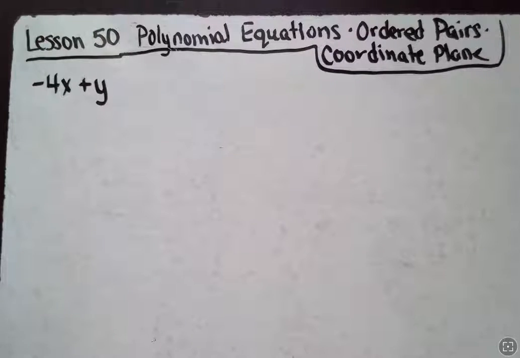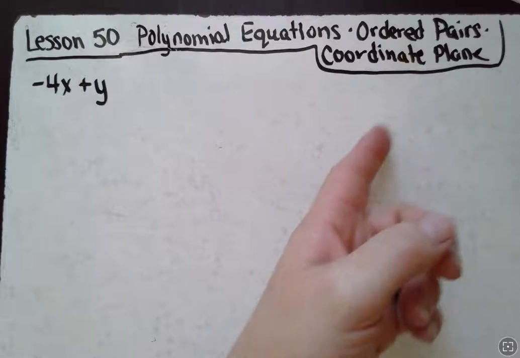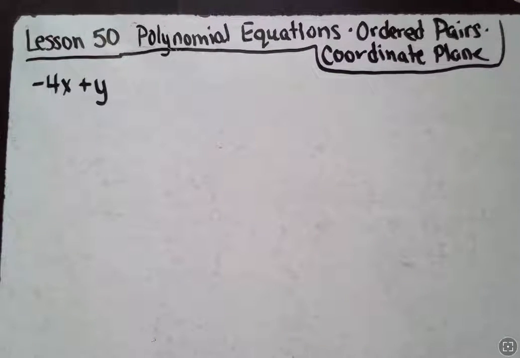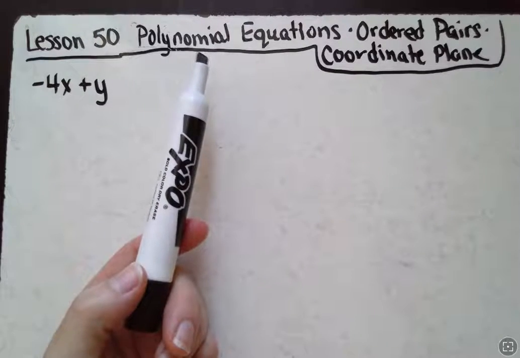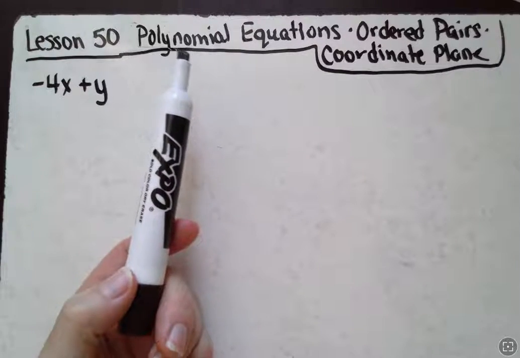Today's lesson is lesson 50, and it's about polynomial equations, ordered pairs, and the coordinate plane. So it's kind of an interesting lesson, a little bit all over the place. So first let's talk about polynomial equations. We know what polynomials are. We've learned about those in the last few lessons.